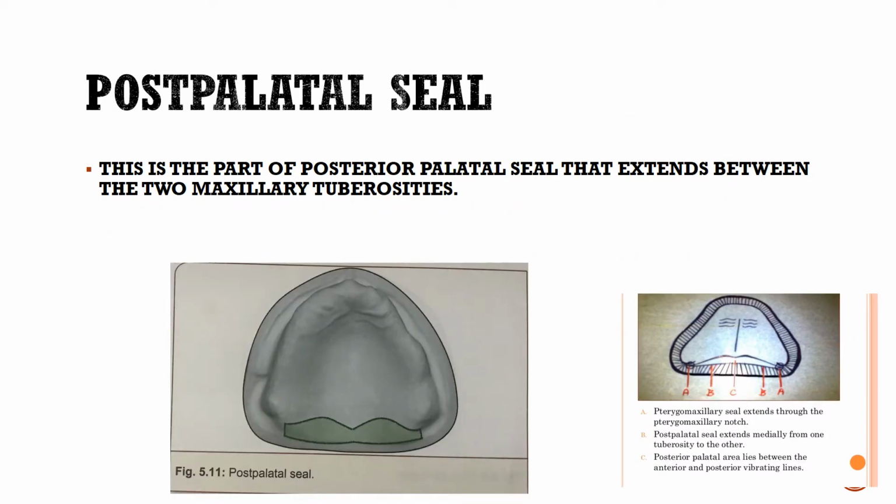The next is the postpalatal seal. Postpalatal seal is a part of the posterior palatal seal. It extends between the two maxillary tuberosities. So this is the part, and this is the postpalatal seal, and it extends between two maxillary tuberosities. These are your two maxillary tuberosities. It is between that. That is your postpalatal seal. So because of this, you form a PPS, that is posterior palatal seal area.